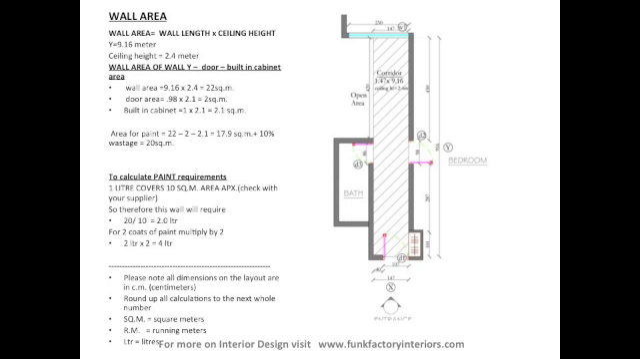Now 1 liter of paint covers 10 square meters. Therefore divide the wall area by 10 square meters and this will give you 2 liters of paint. But if I were to do 2 coats of paint, I would have to multiply this number by 2, or the number of coats you require. And in this case, I would require 4 liters of paint.